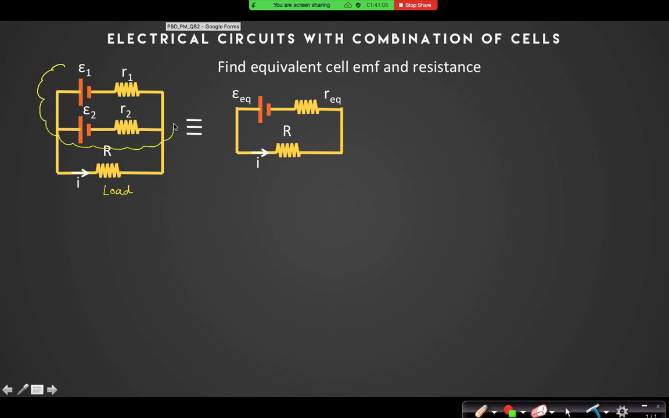Now if I have to replace that combination by this one, then the condition is that whatever was the current sent by that combination to that load resistance, the current should remain unchanged, by the same equivalent EMF and R equivalent. Can you calculate what is the current I here from that circuit? By using simple KVL and KCL you can do that. If this current is I1, let us assume this current is I2, and this current is I.